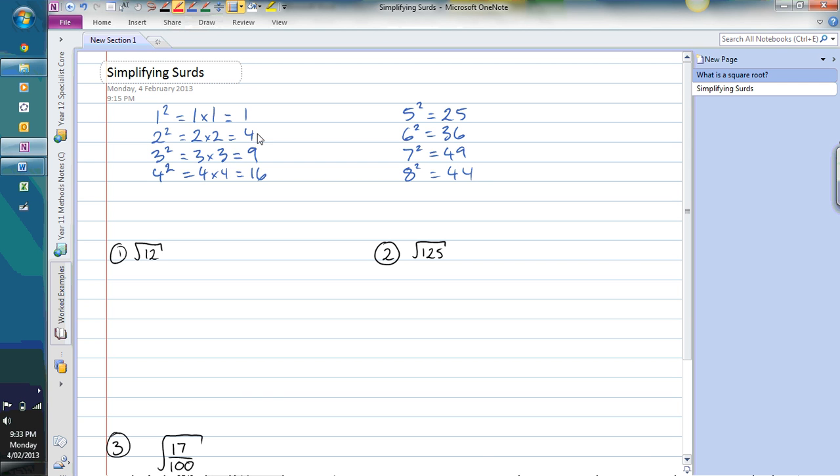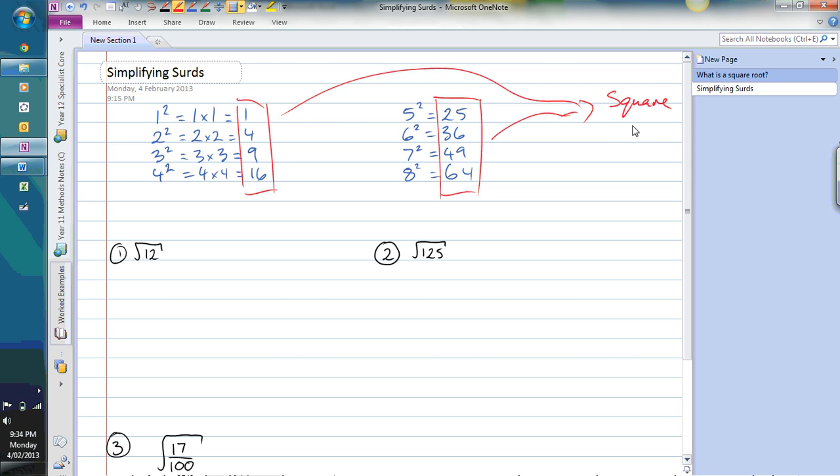Now these numbers that we get here, I wrote 44, and of course I should have written 64. But these numbers that I've highlighted in red here are what we call square numbers.